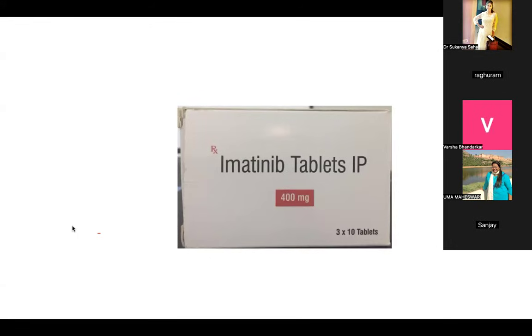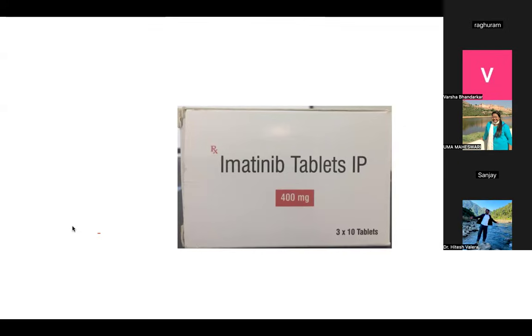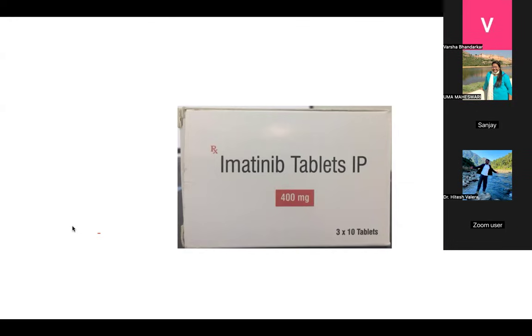Okay. Now coming to the indications, it is indicated in CML-CP at a dose of 400 mg OD. It is also given in Ph positive ALLs, although there you prefer dasatinib rather than imatinib because it has better CNS penetration. It is also given in GIST, right? In GIST, it's given in the adjuvant setting in intermediate and high risk for 3 years. In the metastatic setting, you give it till progression as first line therapy. If you have a c-KIT exon 11 mutation, you give it at 400 mg OD. If you have a c-KIT exon 9 mutation, give it at double dose, 800 mg OD.